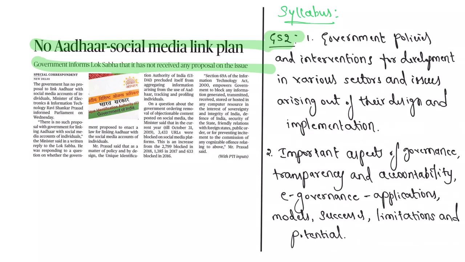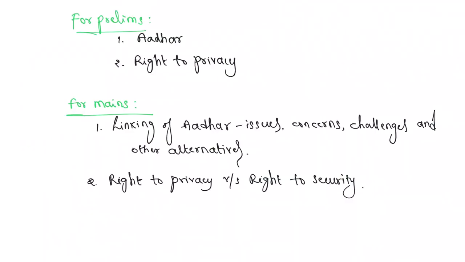And second, it can be related to important aspects of governance, transparency, accountability, e-governance, applications, models, successes, limitations, and its potential. From the prelims perspective, we have to cover Aadhaar and then the right to privacy. And from the mains perspective, linking of Aadhaar and its issues, concerns, challenges, and other alternatives. And also we have to study the right to privacy versus the right to security.